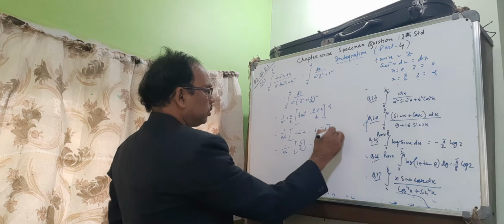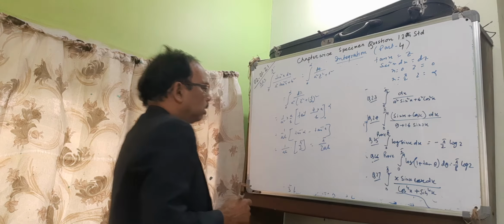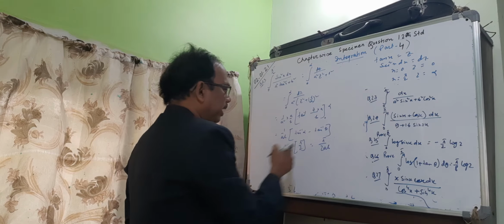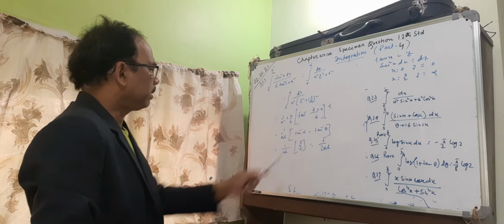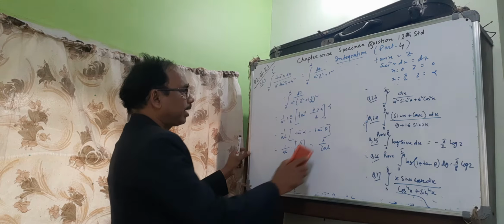Here 0 to infinity. Tan inverse infinity at the upper limit, put the limit 0, tan inverse 0. Tan inverse 0 is 0. Tan inverse infinity is pi by 2, tan inverse 0 is 0, so that is pi by 2ab. That is your final answer.